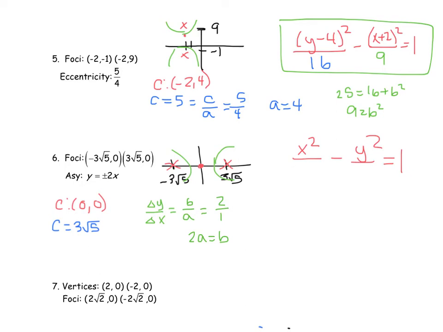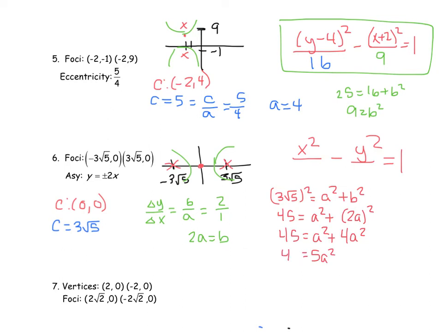The c squared is a squared plus b squared. So I've got 3 root 5 squared is a squared plus b squared. Now I'm going to actually plug in 2a for b so that I have a little bit of a system happening here. 3 root 5 squared is 9 times 5, 45, equals a squared plus 2a squared. So 45 is a squared plus 4a squared because you square the 2 and the a. I've got 5a squared equals 45, divide by 5, so a squared is actually 9.